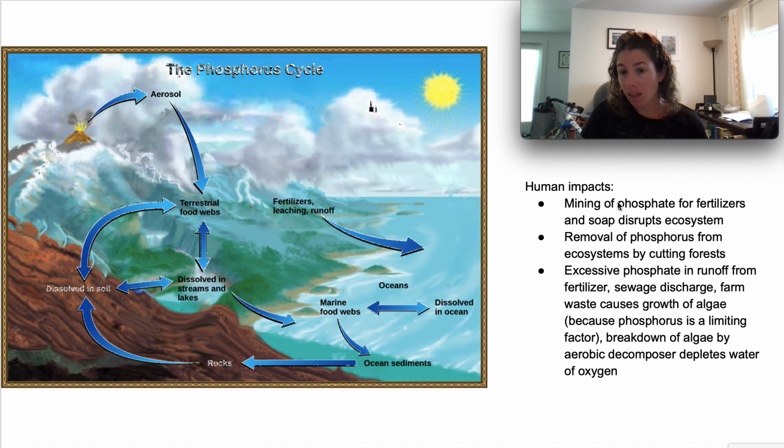Phosphates were used in fertilizers and soaps. Phosphates are no longer used in soaps, so we're starting to stop seeing so much mining of phosphates for that. But we still have phosphates that are used in fertilizers. It's another limiting nutrient. And mining disrupts ecosystems. We have a whole unit on mining coming up. Get excited. And we remove phosphorus from ecosystems by cutting down forests. So you end up seeing a lot of issues there as well. And whenever you add phosphate as a fertilizer, we have that same dead zone that we talked about before with nitrogen. And that is it.